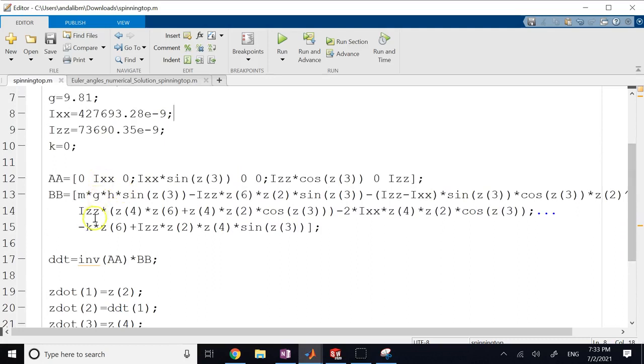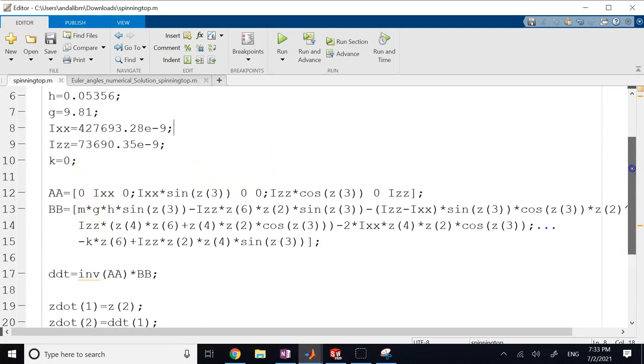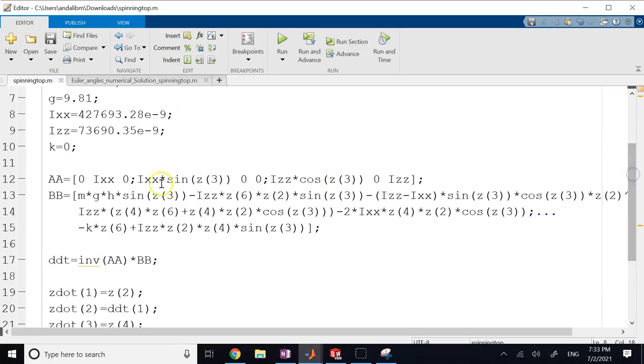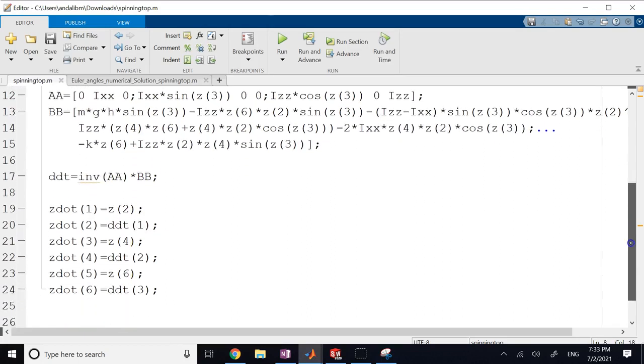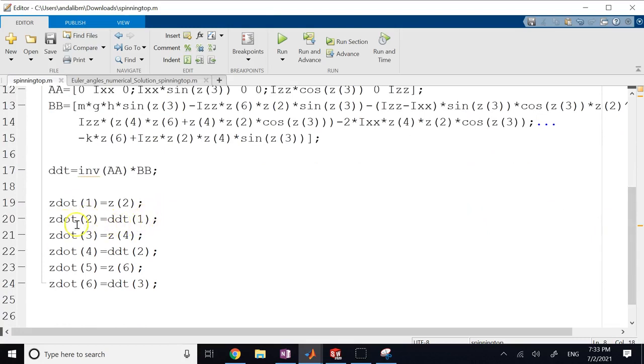So I have written my double dot terms into this linear system, solved for it, and then the first element of that is psi double dot, the second element is theta double dot, the third element is phi double dot. And the other dots are coming from this, which means derivative of psi is psi dot, this means derivative of theta is theta dot, this means derivative of phi is phi dot. So these are the 6 first order ODEs I have.